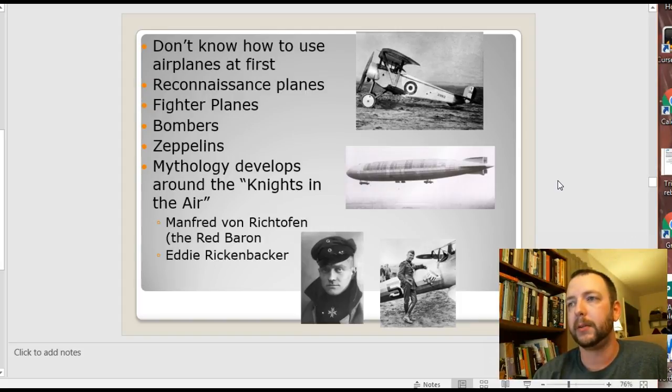On the one side, sort of the most famous German knight in the air is this guy Manfred von Richthofen, who you probably know better as the guy who makes pizzas, the Red Baron. He's the best known of the German aces. On the American side, we have Eddie Rickenbacker, who was probably one of the most famous aces on the Allied side, on the Triple Entente side of the war. So that's what's going on as far as air power is concerned.